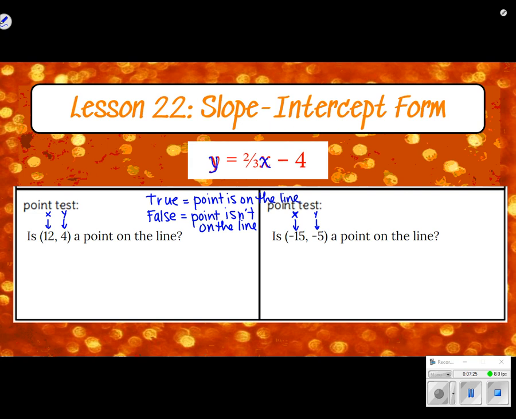Okay, so we're just going to plug things in. So we've got y. y is 4 equals 2/3 times x, which is 12, minus 4. 2/3 times 12 is 8. Does 4 equal 8 minus 4? 4 equals 4? Yes, it works. The point is on the line.